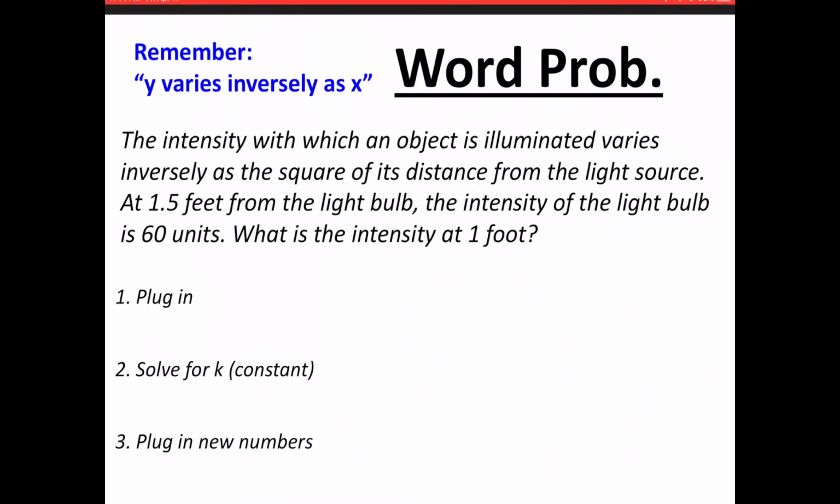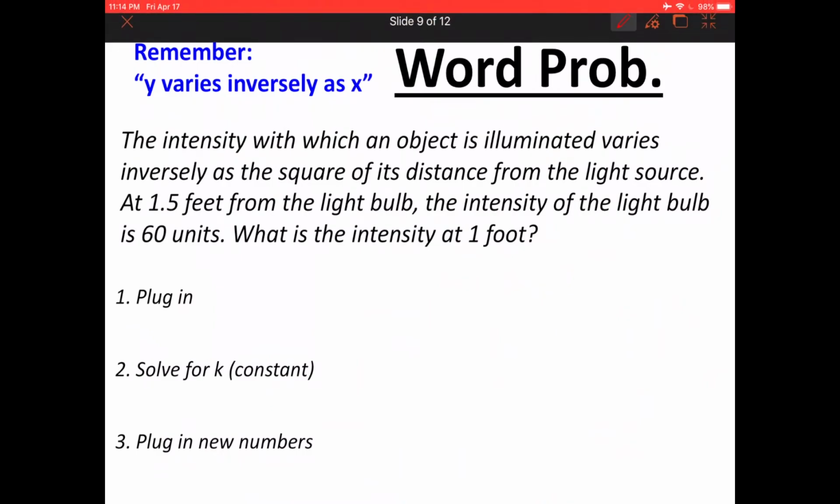All right, let's look at our word problem. Okay, so here's our word problem. The intensity with which an object is illuminated varies inversely as the square of its distance from the light source. At 1.5 feet from the light bulb, the intensity of the light bulb is 60 units. What is the intensity at 1 foot? Now, we have to break this down to be able to solve this.